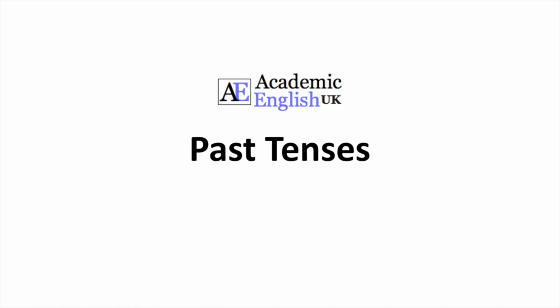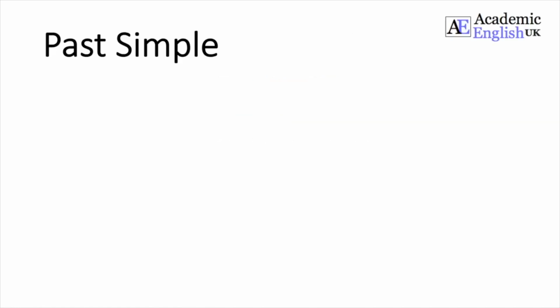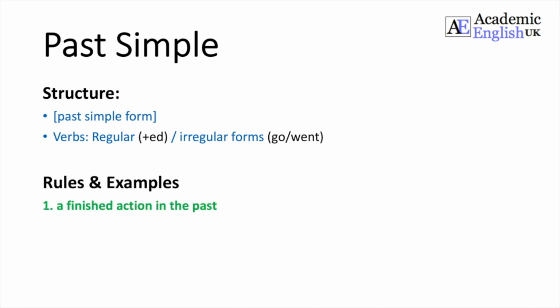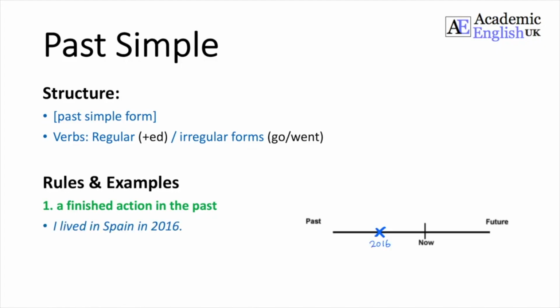Okay, now we will go to past tenses, and I will start with the past simple. The past simple is created using the past simple form of the verb. This divides into two parts, which are ed or irregular endings. So there's one key rule, and this is a finished action in the past. I lived in Spain in 2016.